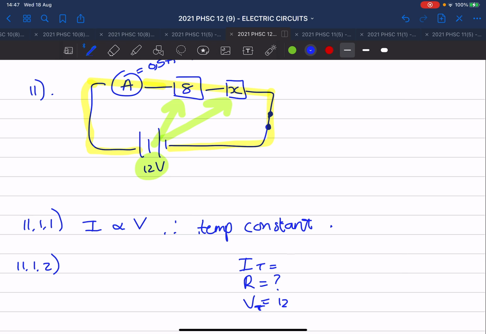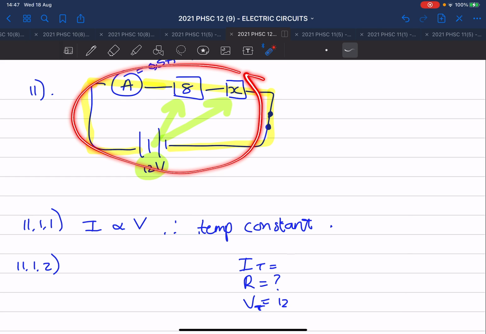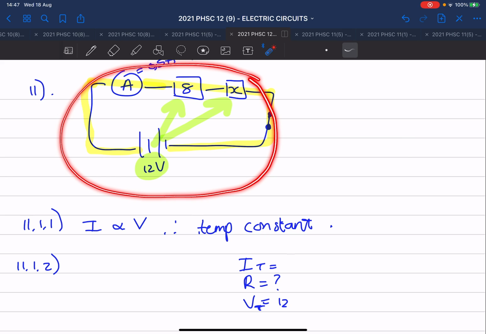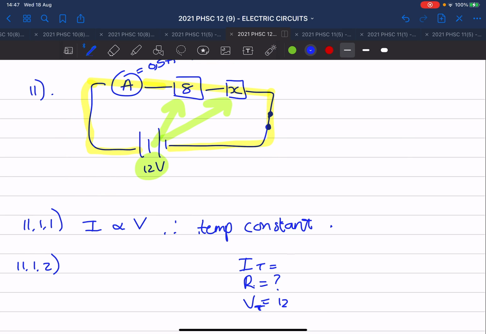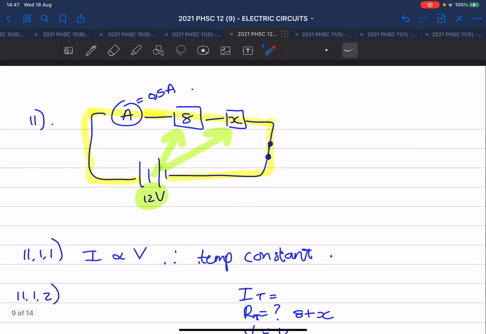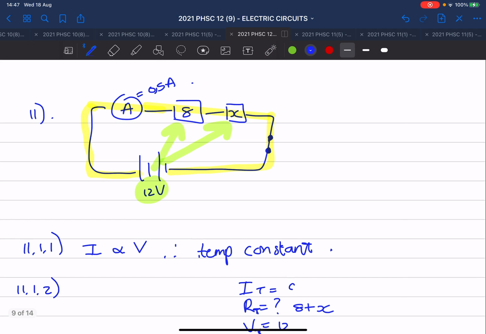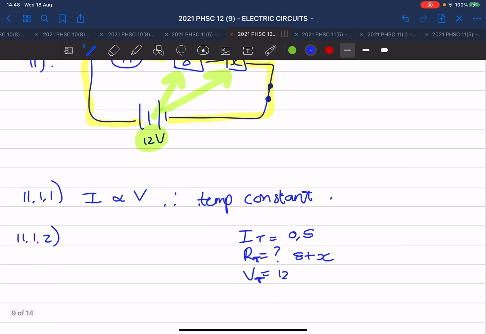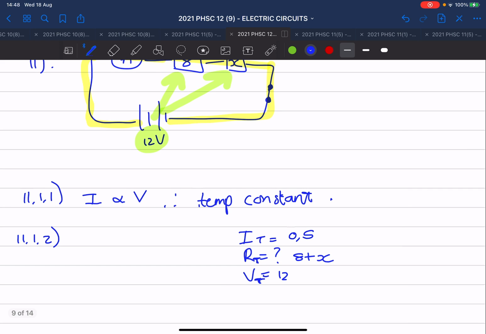Do you agree with me that because this is a series circuit, I can look at the whole circuit together and say the total resistance will be 8 plus X. Then I have the total current they give to me as 0.5. The total resistance is 8 plus X because it's in series. You can just add them together. And the total volts is 12.